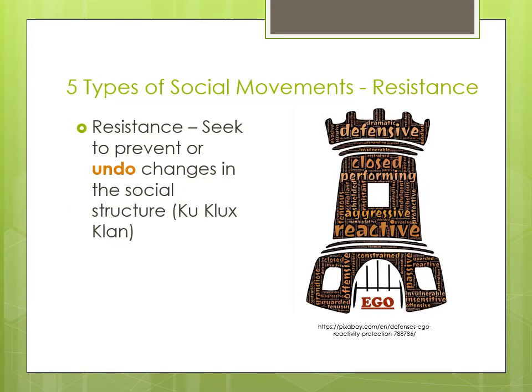Finally, the last one is called resistance. This one seeks to prevent or undo changes in the social structure. An example that I have here is the Ku Klux Klan, which is a group that strives to maybe go back to the time where there were more racial divisions in our society. They want to undo some of those changes.